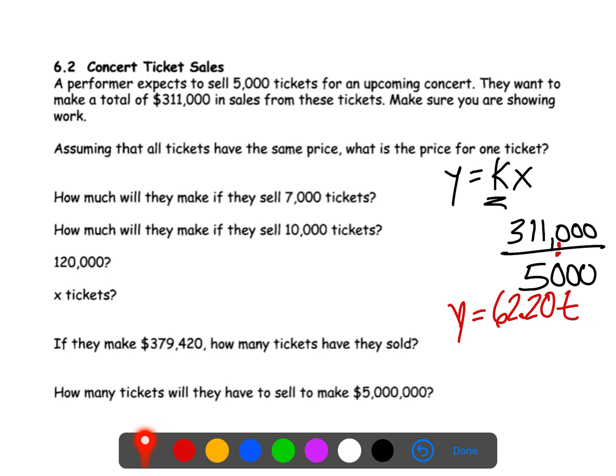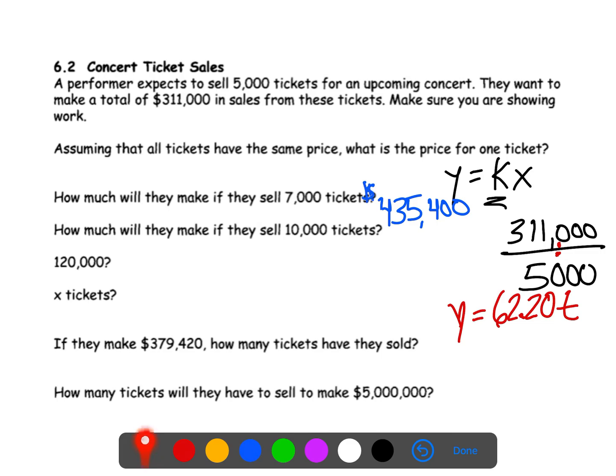Now let's look at the individual questions. So how much will they make if they sell 7,000 tickets? All I have to do with my equation now is input 7,000 into the ticket number, multiply each of those 7,000 tickets by the price per ticket, the constant of proportionality, and I'll have the total income here. So that would be for 7,000 tickets, $435,400.